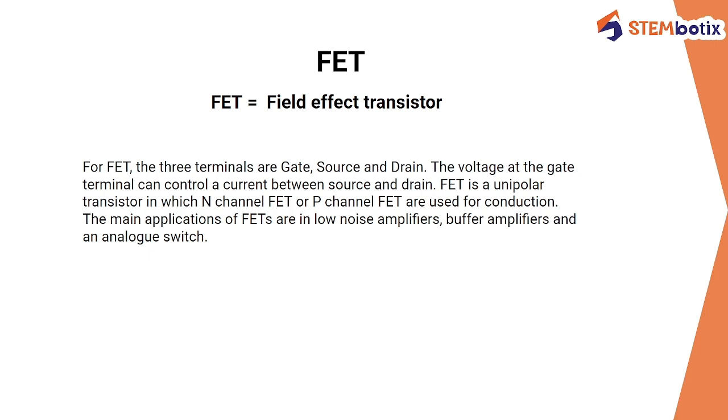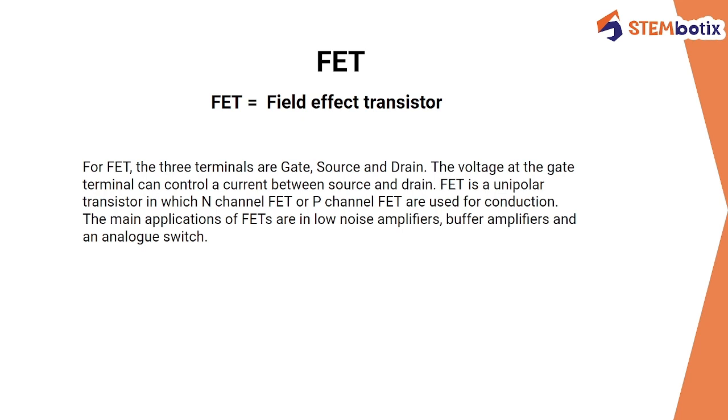Now let's talk about FET. FET stands for field effect transistor. Field effect transistors have three terminals, namely gate, source and drain. The voltage at the gate terminal can control a current between source and drain. So in this type of transistor, the voltage at the gate terminal controls a current between source and drain.